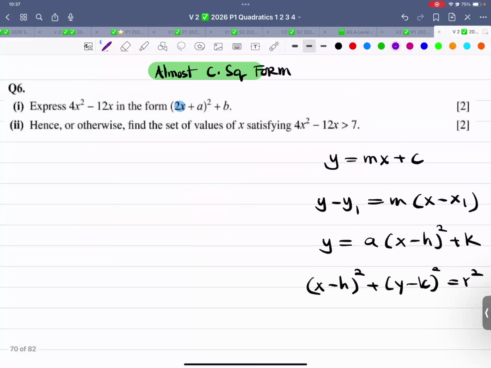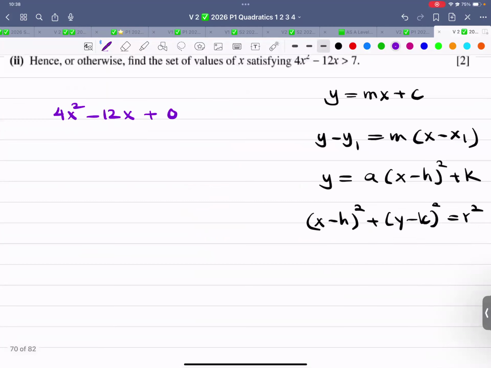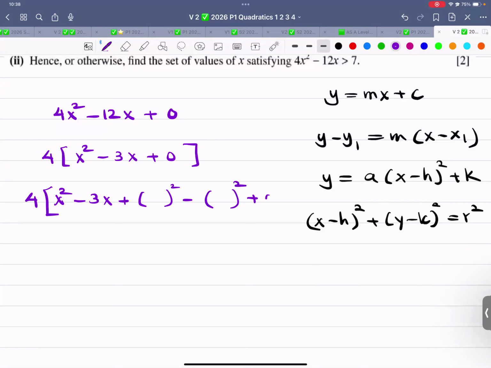Now, this particular one, just first do it the normal way. So 4x squared minus 12x, there is no constant, so let me just write a 0 over here. It looks beautiful. So this is 4 common, that is x squared minus 3x plus 0. That is the first step, that is, make sure the coefficient of x squared is 1. 4 as it is, x squared minus 3x plus bracket square minus bracket square. Even though it's a 0, just do it for the sake of writing.